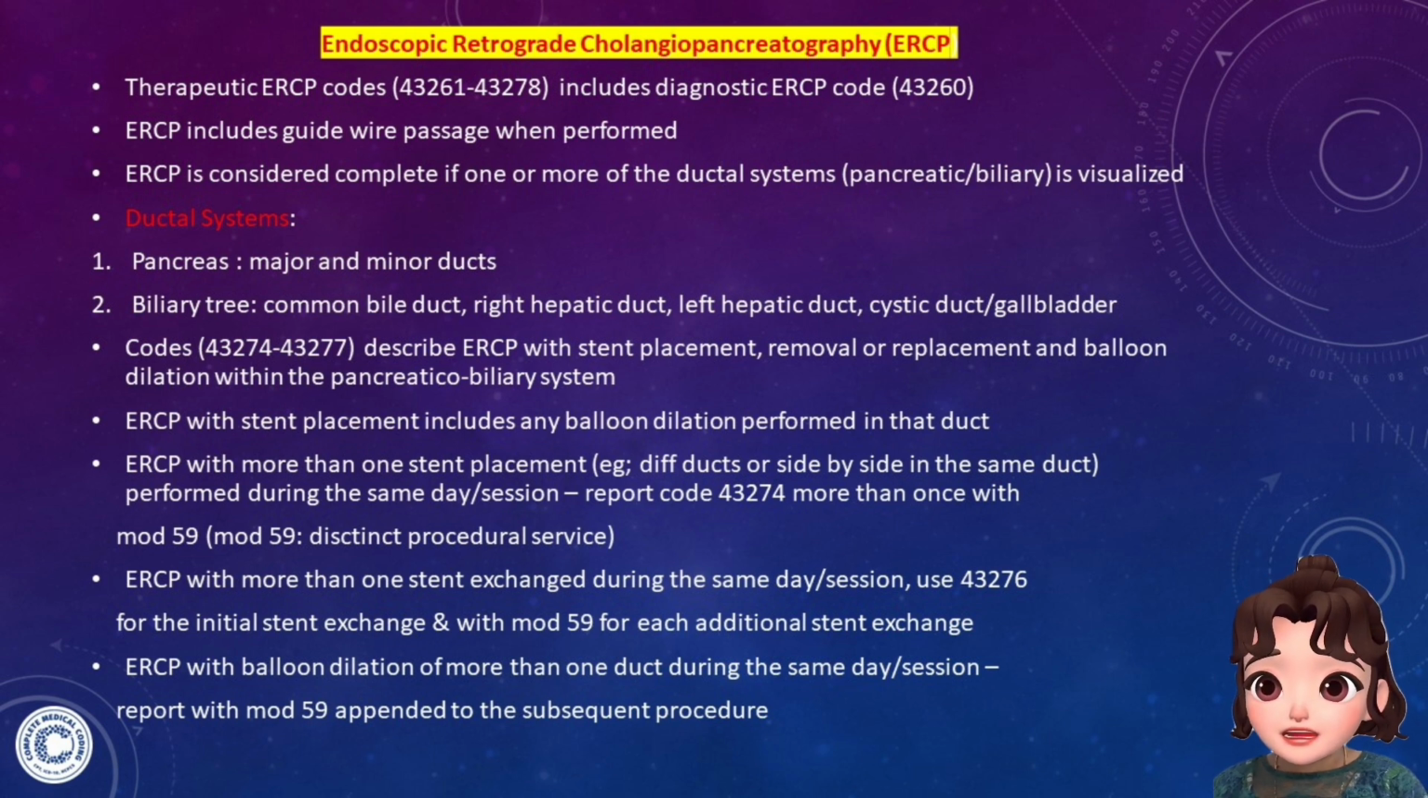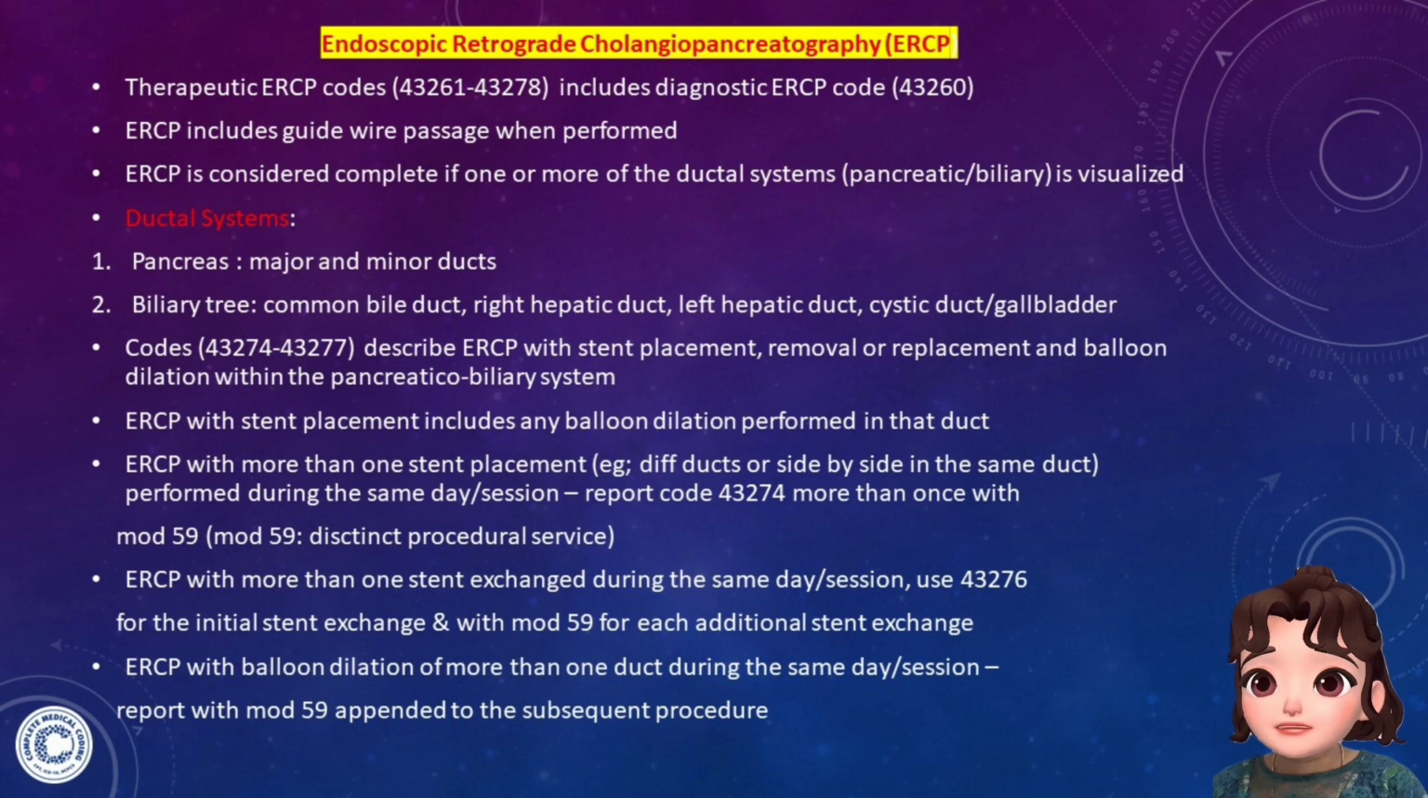Which are the ductal systems? Pancreatic or biliary. That's mentioned below. Pancreas, which includes major and minor ducts. Biliary tree. Which are the ducts of biliary tree? Common bile duct, right hepatic duct, left hepatic duct, cystic duct or gallbladder. So these are the ductal systems, two main ductal systems, pancreas and biliary duct, that you will be getting repeatedly in this session.